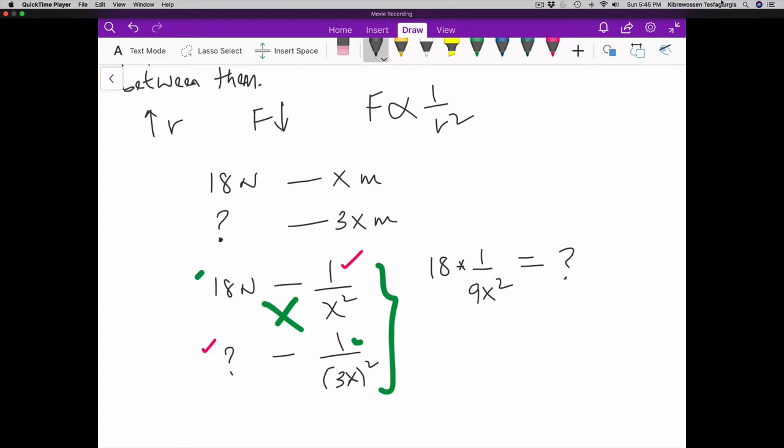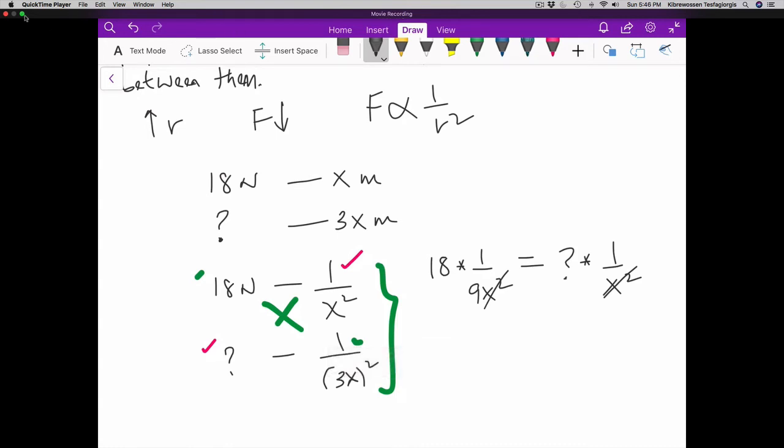Then the question mark, the force that we don't know, is multiplied by 1 over x squared. So x squared cancels out because you have it on both sides. Why did I use x squared? Because we don't know the original distance. It could be 1 centimeter between them, then it increased to 3 centimeter, or 3 centimeter between them and it increased to 9 centimeter. But generally the problem states it increased 3 times.